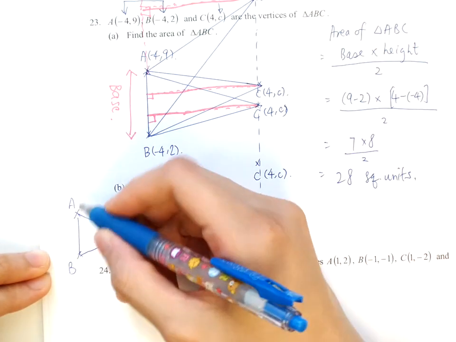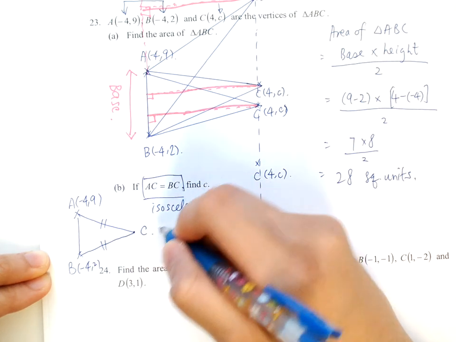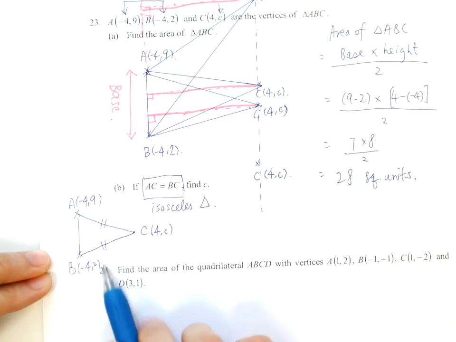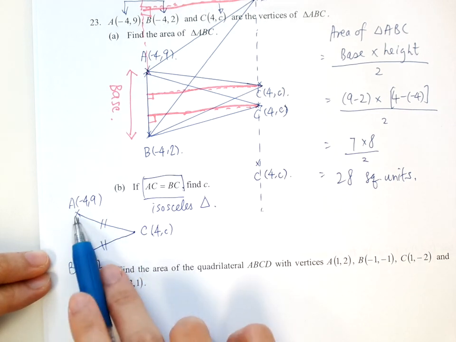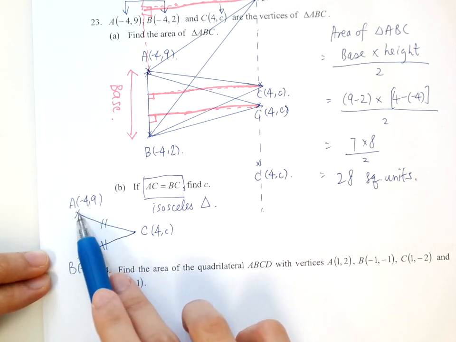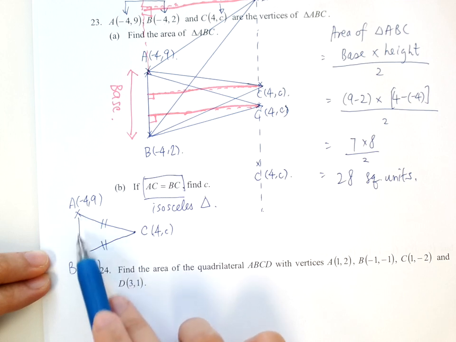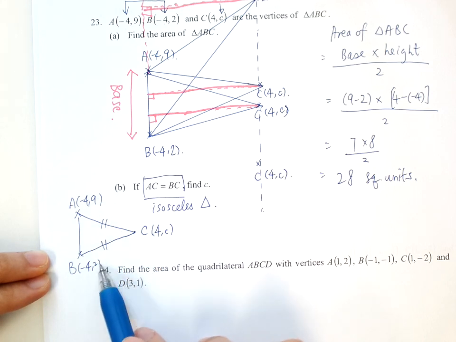Here, let me mark down the coordinates. Okay, so you can see that in order to make these two lines equal in length, the point C should be somewhere in the middle of point A and point B. So the little c here should be the middle value of 9 and 2.